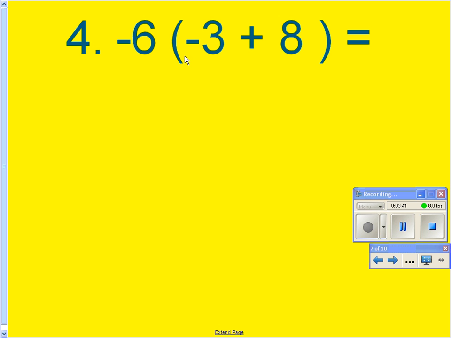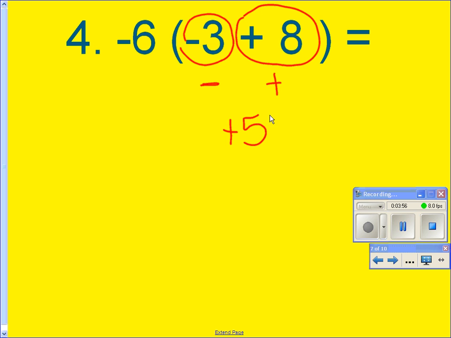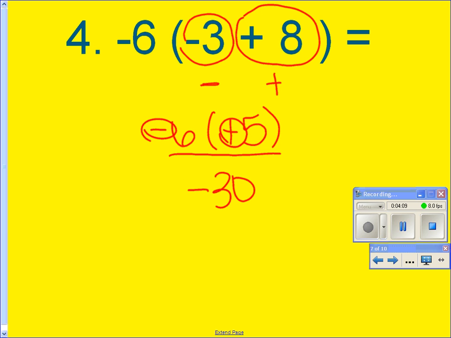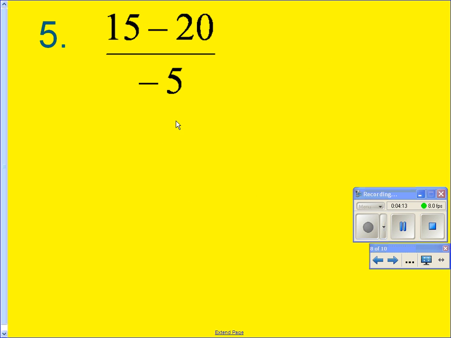Okay, so inside the parentheses, we have negative 3 plus 8. Negative 3 is team negative, plus 8 is team positive. There are more positives than negatives, so the positives won by 5, because 8 minus 3 is 5. Now remember, a number next to parentheses means multiply. So you're multiplying here, and they are different signs, so the answer will be negative 30. Try this next one on your own, and pause the video and then check.